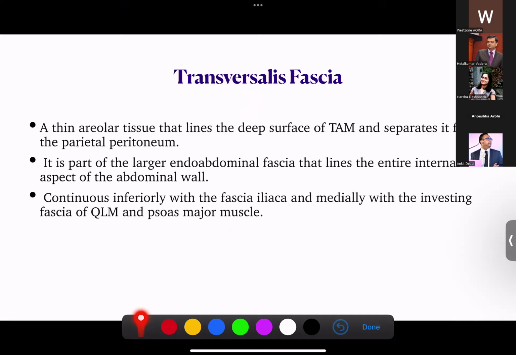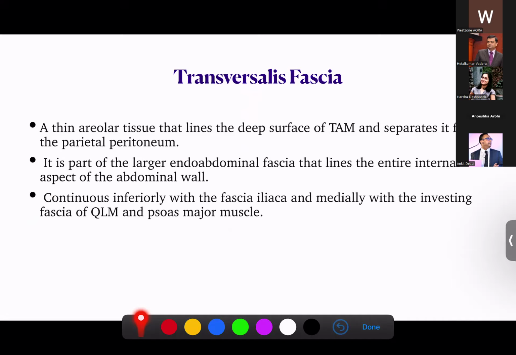Now we come to the transversalis fascia. It is a thin areolar tissue that lines the deep surface of the transversus abdominis muscle, and separates it from the parietal fascia that lines the entire internal aspect of the abdominal wall. So it is continuous inferiorly with the fascia iliaca.